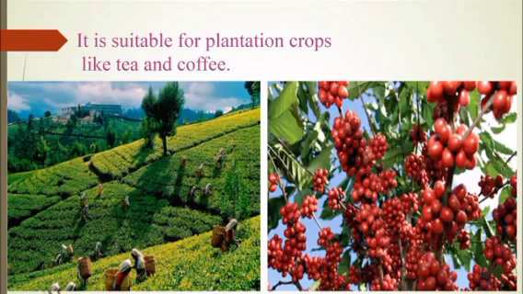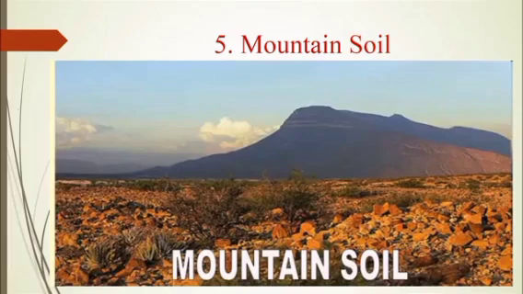It is suitable for plantation crops like tea and coffee. So laterite soil is suitable for plantation crops like tea and coffee. Here we can see the picture of tea and coffee. Now let's see about mountain soil. Here we can see the picture of mountain soil.